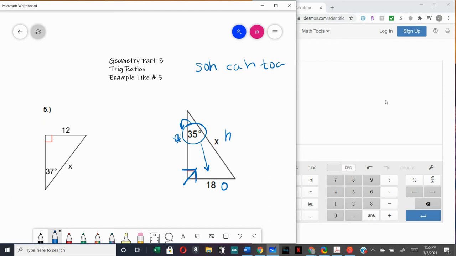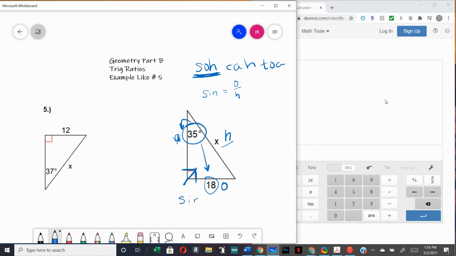So I don't need anything about the adjacent side, but I do know the opposite is 18, and I'm trying to find the hypotenuse. So in my device, I'm looking for one that has O and H, which is SOH, which is the SOH in SOHCAHTOA. And so we're going to use the sine function. Sine is always equal to the ratio of the opposite to the hypotenuse.